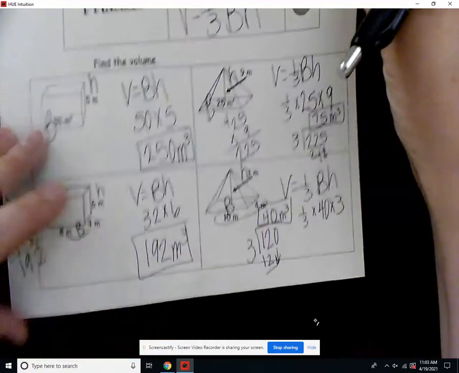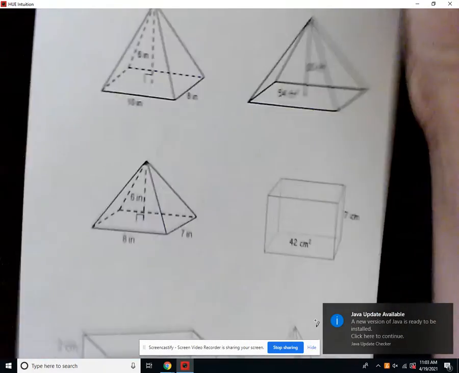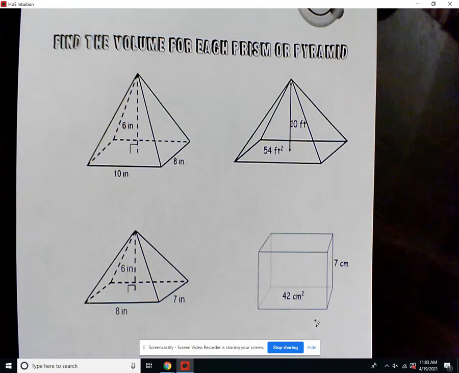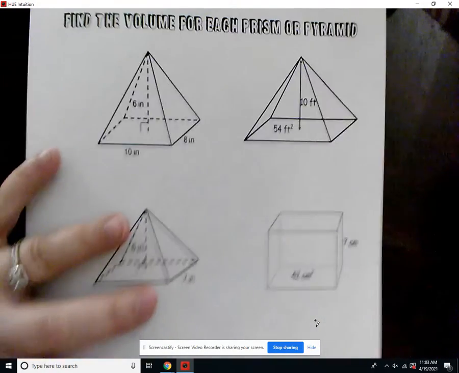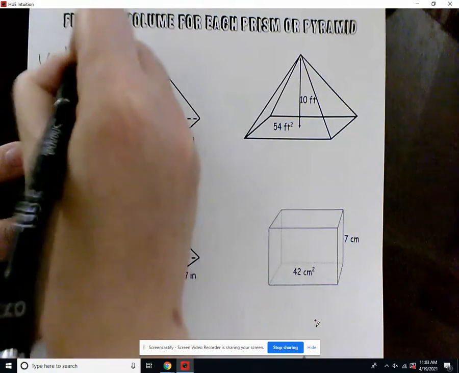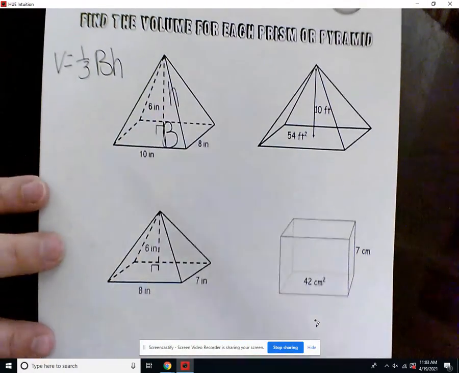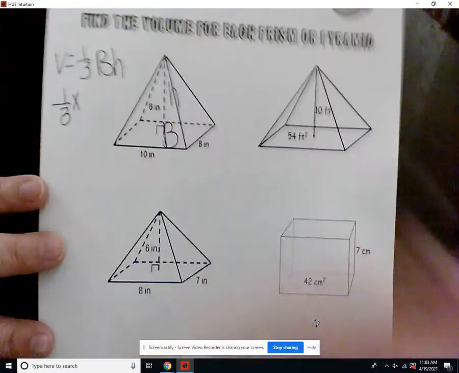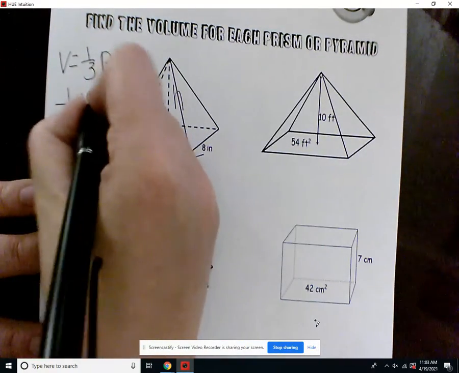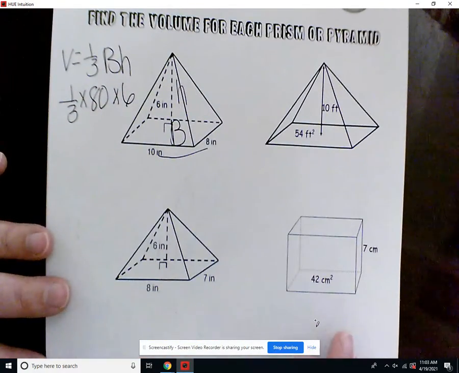All right, so let's look at a few more examples. So the big thing is making sure, again, you know what your shape is, if it's a prism or a pyramid. So this left one is a pyramid. So we use the formula 1/3 BH. So there's our base, there is our height. So we'll find the area of our base. So that's going to be 10 and 8, which is 80. Our height is 6. And so I'm going to show you a shortcut.